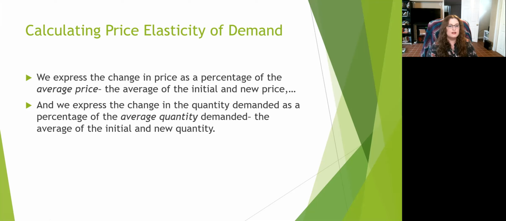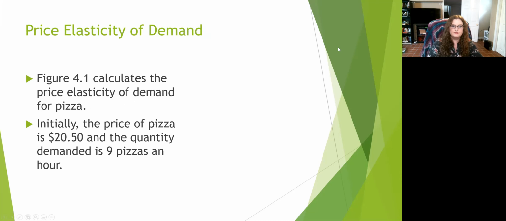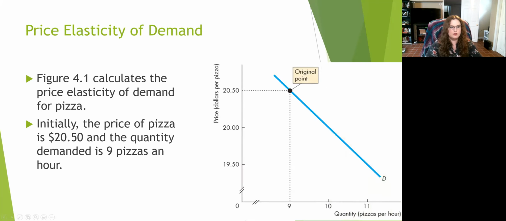The average quantity and the average price is just taking that new price and old price, adding them together, divide by 2. Our old quantity, new quantity, add them together, divide by 2. So let's go ahead through our first example.